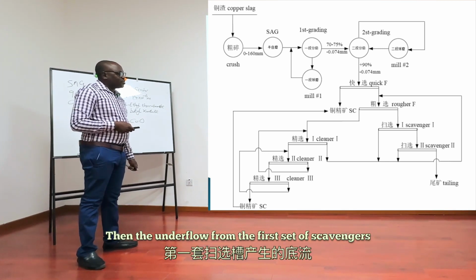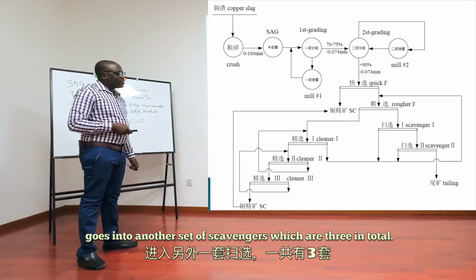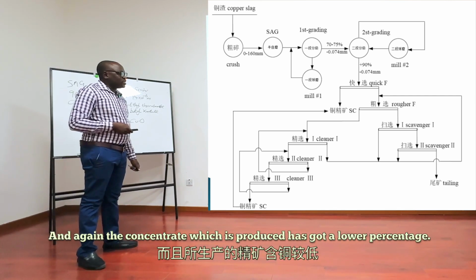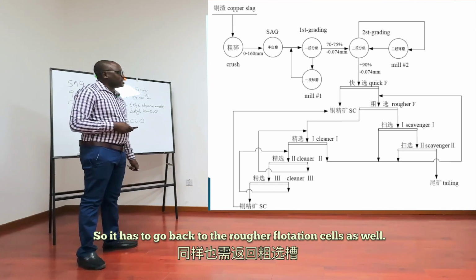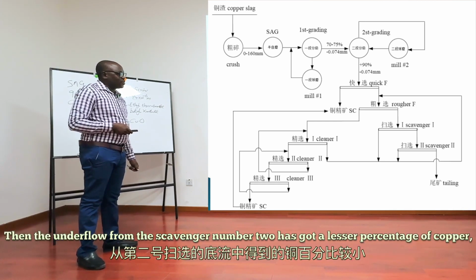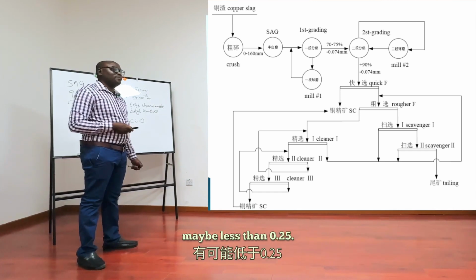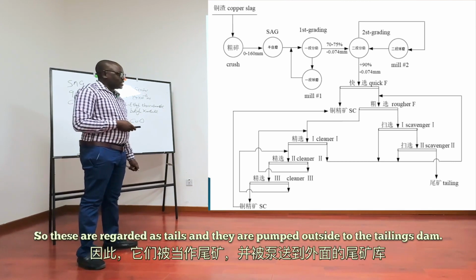Then the underflow from the first set of scavengers goes into another set of scavengers, which are 3 in total. Again, the concentrate produced has a lower percentage, so it has to go back to the rougher flotation cells as well. Then the underflow from scavenger number 2 has a lesser percentage of copper, maybe less than 0.25. So these are regarded as tails, and they are pumped outside to the tailings dam.